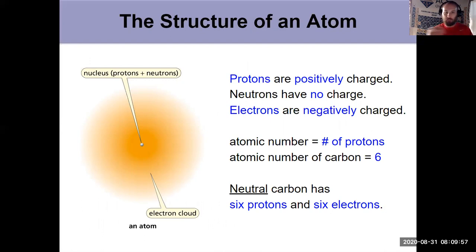You should know that protons are positively charged, neutrons are neutral, no charge, and electrons are negatively charged. That's old business. The atomic number corresponds to the number of protons. So take the atomic number of carbon: atomic number 6 has 6 protons.